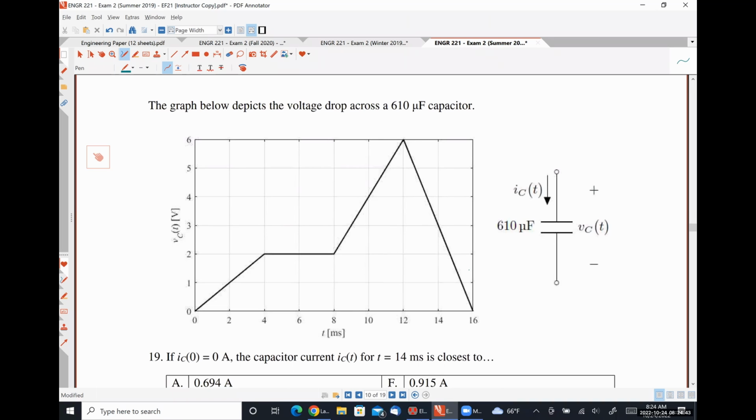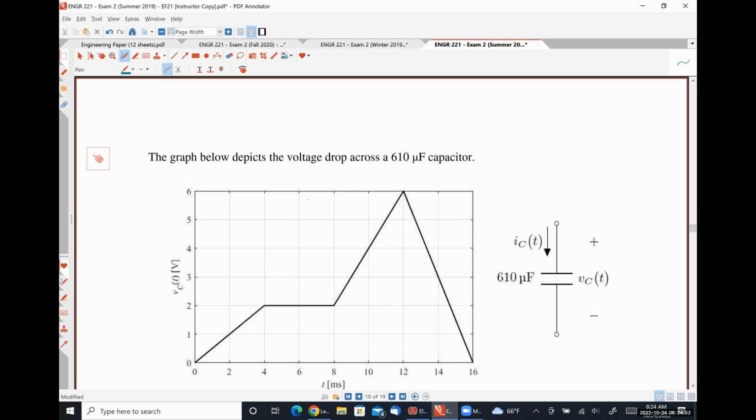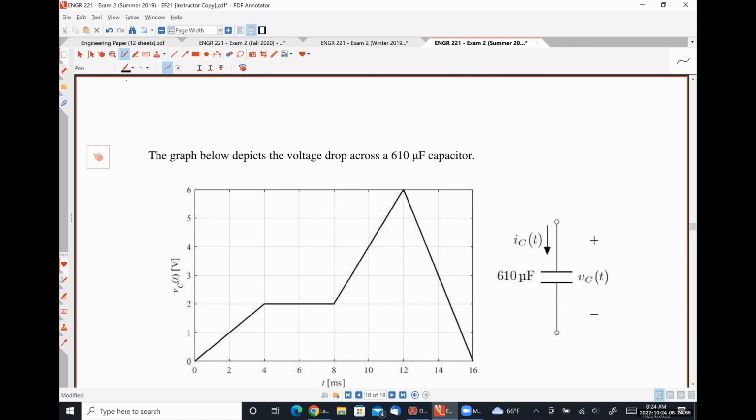All right, so for this one, we were given the voltage drop across a 610 microfarad capacitor. We are asked to find the capacitor current, so let's write down our relationships up here. I is equal to C dV by dt. V is equal to 1 over C times the integral from t naught to t of I_C of t prime dt prime plus V_C at t naught. Sorry, I ran out of room there.